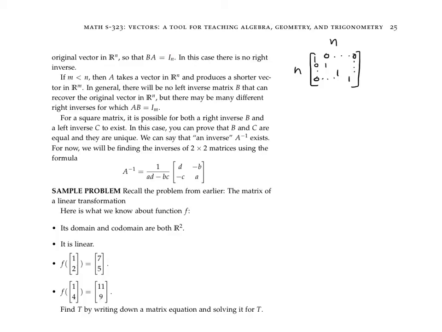For a square matrix, it is possible for both a right inverse B and a left inverse C to exist. In this case, you can prove that B and C are equal. That's actually going to happen on your homework, I believe, and that they are unique. We can say that an inverse A inverse exists.